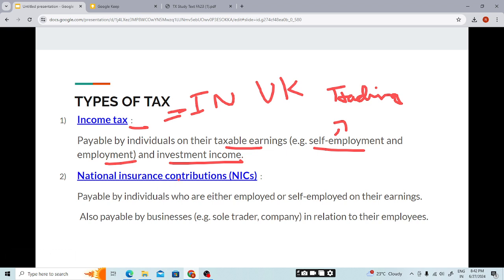The national insurance contribution is also a type of tax, payable by individuals who are either employed or self-employed on their earnings. It is also payable by businesses, that is sole traders and companies, in relation to their employees. Here the employee also needs to pay, the employer also needs to pay, and the person who is self-employed also needs to pay. So national insurance contribution is a type of contribution. First we have studied the income tax calculation, which is payable by individuals on their taxable earnings. National insurance contribution, payable by individuals on their earnings, we will be studying further. We have a whole chapter on this.